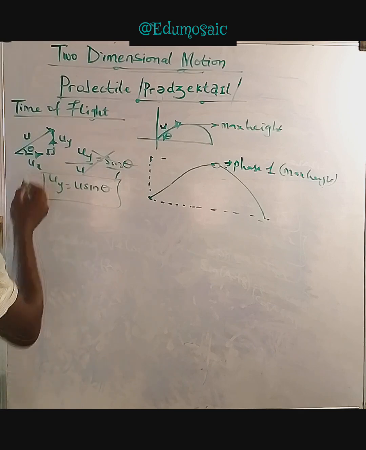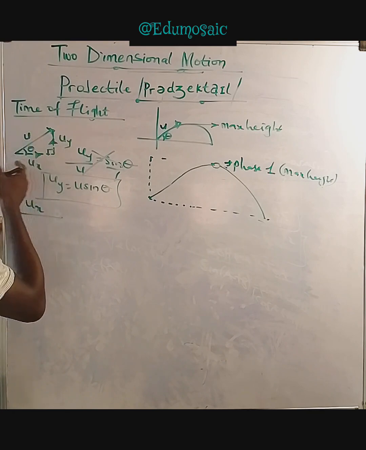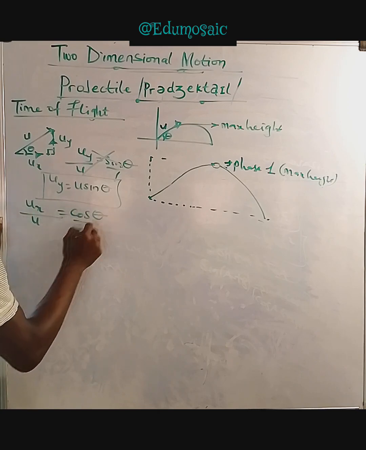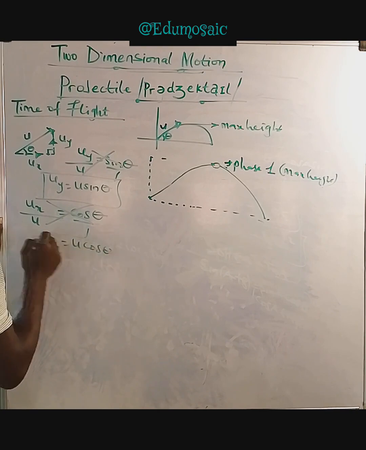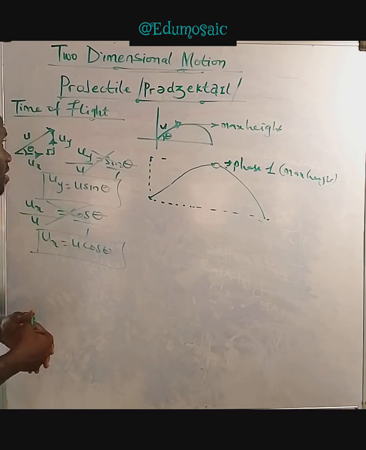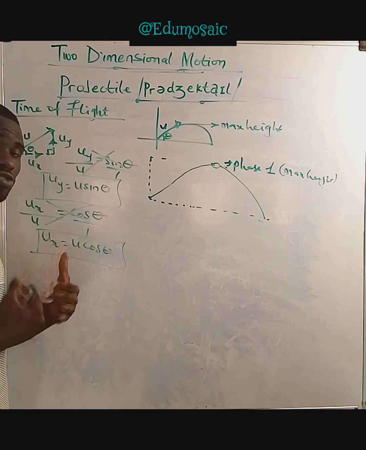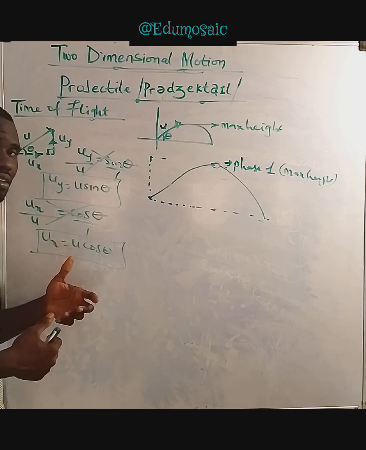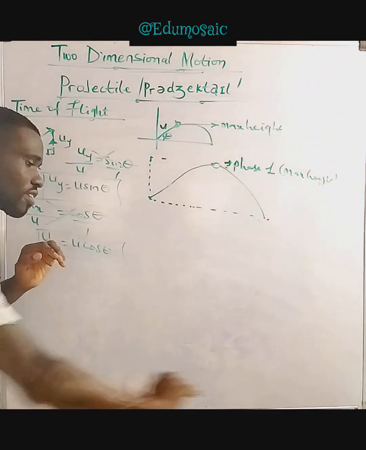So let's see that for along the x-axis. So ux over u, adjacent over hypotenuse, is equal to cos theta. So we cross multiply. ux is u cos theta. So this is the initial velocity of the body along the x-axis. That means immediately the body was projected, it experiences two kinds of initial speed. The body moves along the y-axis, rising, and also moves along the x-axis on the horizontal.